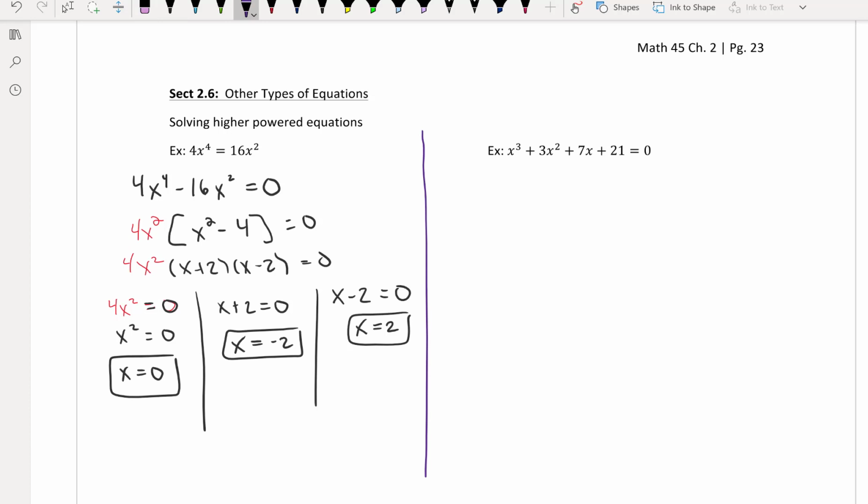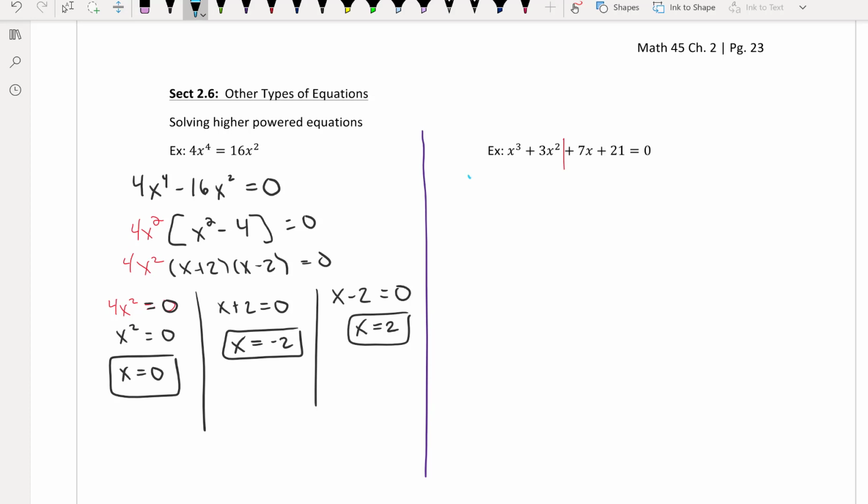So when I look at the second example, I see that I have 1, 2, 3, 4 terms. So when I see that I have 4 terms, the best way to solve this is going to be factor by grouping. So the first thing you always want to check is, is there a GCF that lives in all of them? There isn't. So I'm going to go ahead and split it.